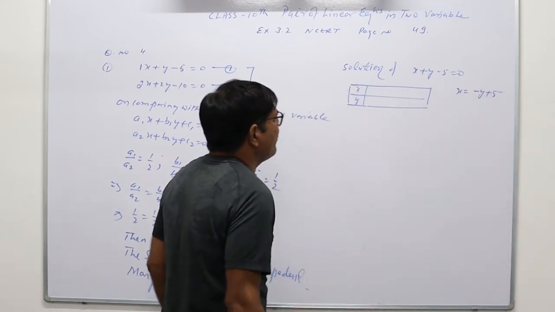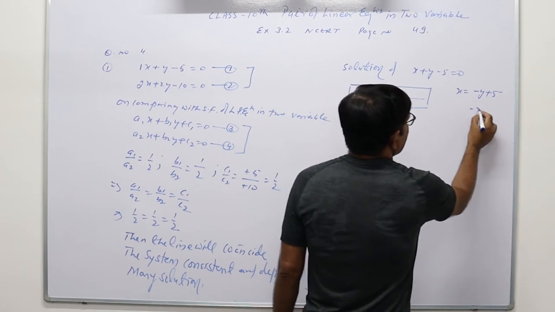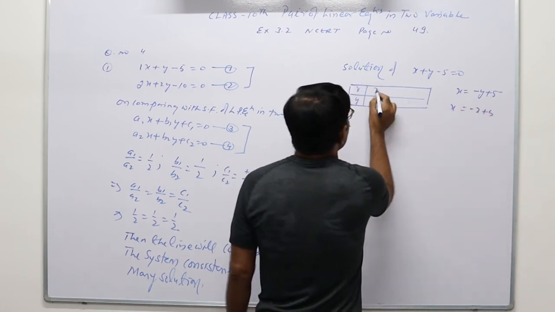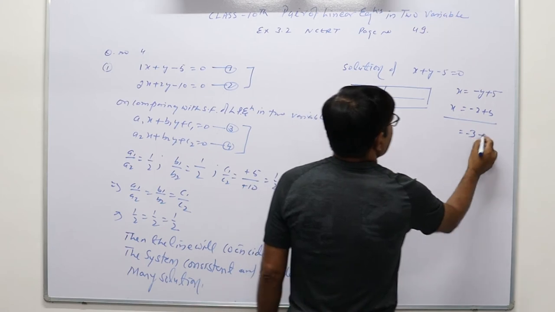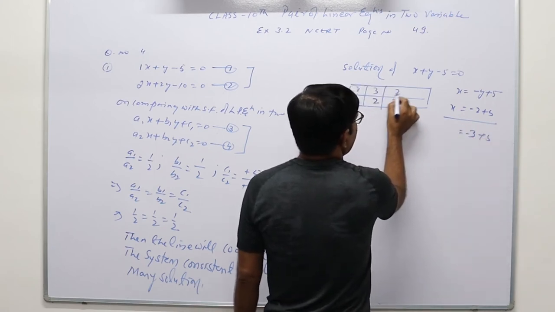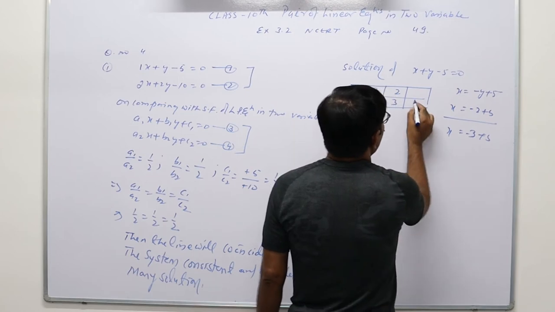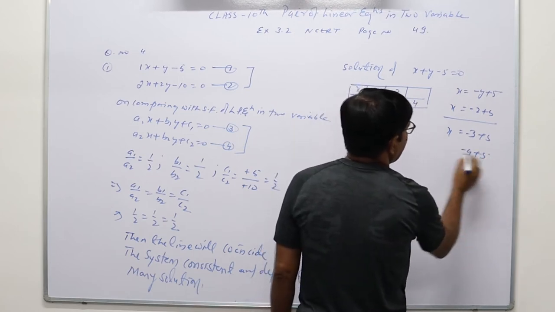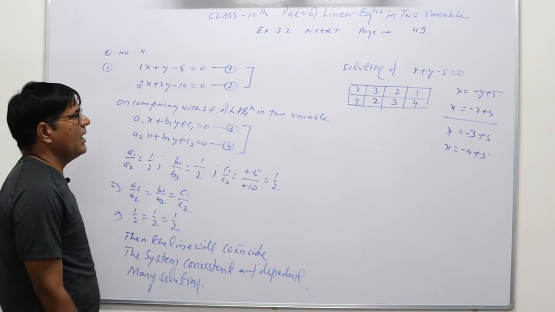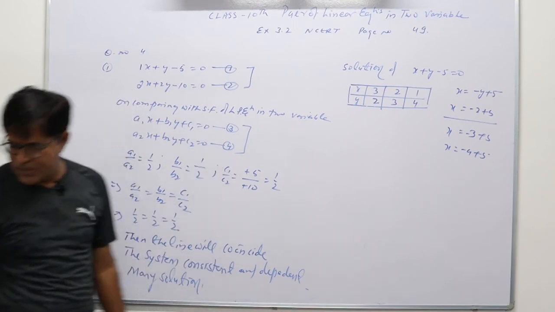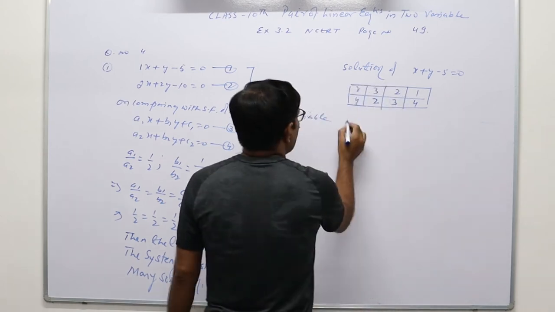Now if we put y is equal to 2, then minus 2 plus 5, so x will be equal to 3. If we put y is equal to 3, then minus 3 plus 5, x will be equal to 2. And if we put y is equal to 4, then it will be minus 4 plus 5, so x will be equal to 1. In this way we find at least 3 sets of solutions, then we will draw the graph of this equation on graph paper. So this is the solution of equation number first.